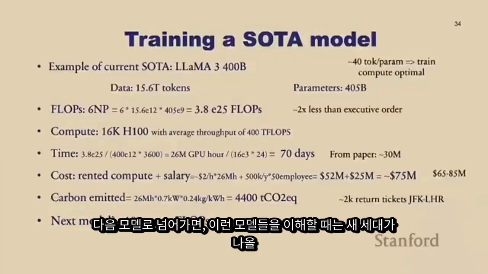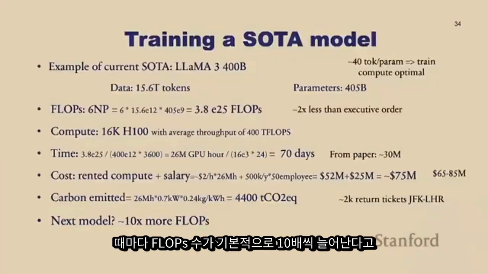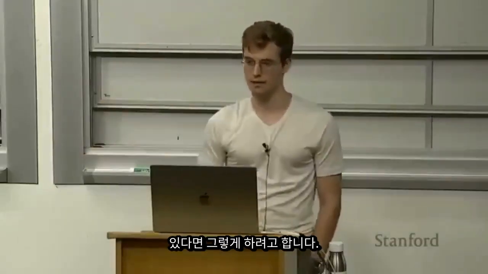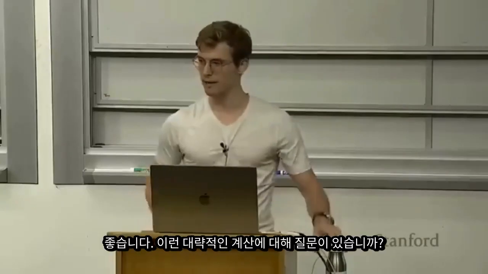Next model, the way you should be thinking about these models is that every new generation, the number of flops essentially multiplies 10x. Or at least that's what they try, if they have enough energy and if they can buy enough GPUs. Great. Any questions on this back-of-the-envelope math?